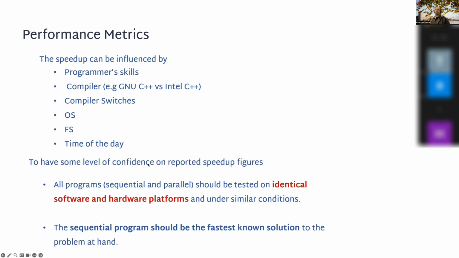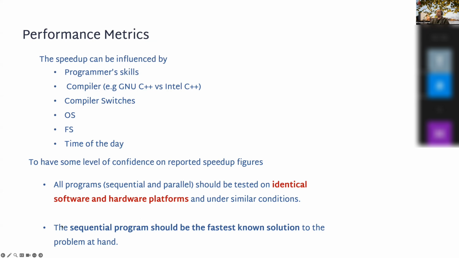So to avoid these issues, we need to satisfy two requirements when you want to report speedups. So the first thing is your programs, the sequential one and the parallel one, they should be tested on identical software and hardware platforms. So you should, for example, use the same compiler switches, the same operating system, and also the same hardware that you test your program on, and also under similar conditions, right?